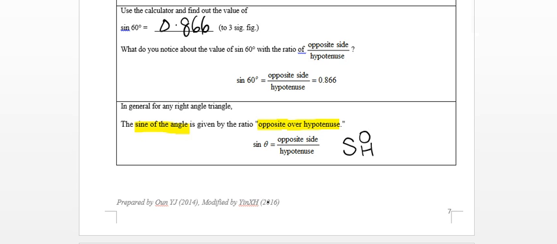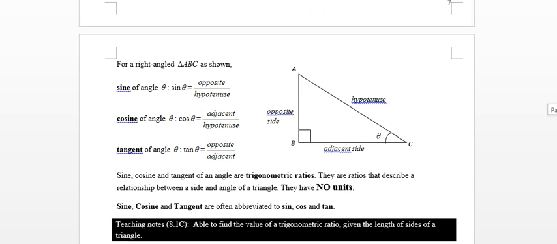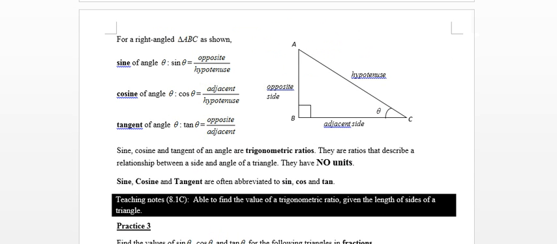Hence, we conclude that we have the trigo ratios. SOH: sine of the angle is opposite over hypotenuse. CAH: cosine of the angle is the adjacent over the hypotenuse. And lastly, TOA: tangent of the angle is opposite over adjacent.